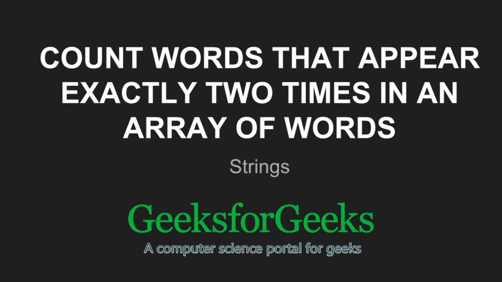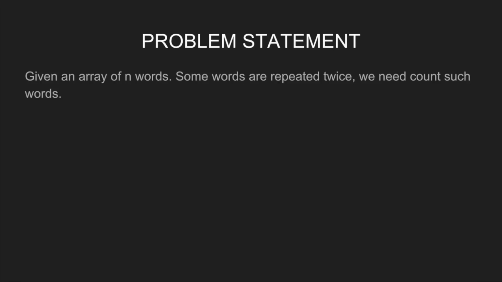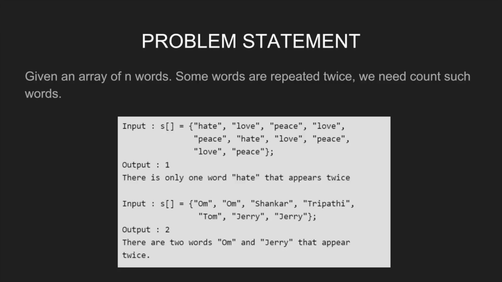This is a video tutorial on how to count the words that appear exactly two times in an array of words. Given an array of n words, some words are repeated twice. We need to count such words. For the given input array S, the output will be 1 as there is only one word, hate, that appears twice.